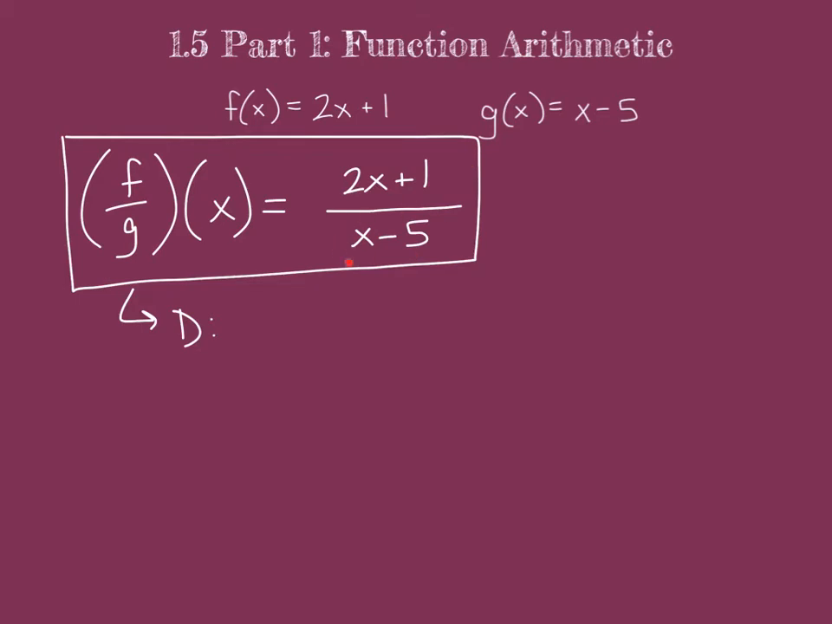Well, this one's really easy to look at. It doesn't take any work. The value that makes the denominator 0 would be 5. So we know our little thought bubble is telling us x can't be 5.